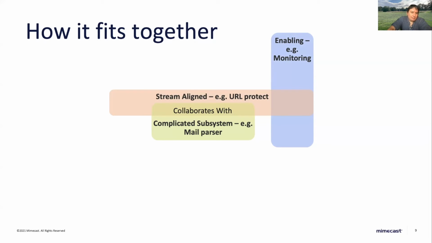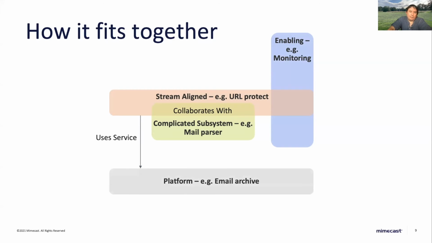Finally, the team may need the services of a resilient email archive to continue to support detection in historical emails. And that will be provided by a platform team. And now you can see how several teams come together to have that one stream-aligned team so that a single team can successfully own and deliver the important business function that is URL protection, end-to-end, and without being cognitively overloaded.